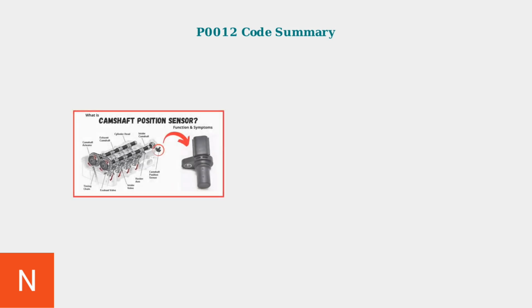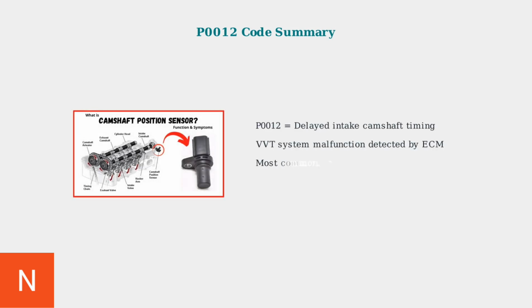Understanding P0012 is crucial for proper engine maintenance. This code indicates delayed camshaft timing detected by the engine control module through position sensors. With mechanical issues being the most common cause, prompt diagnosis and repair prevent costly engine damage and restore optimal performance.